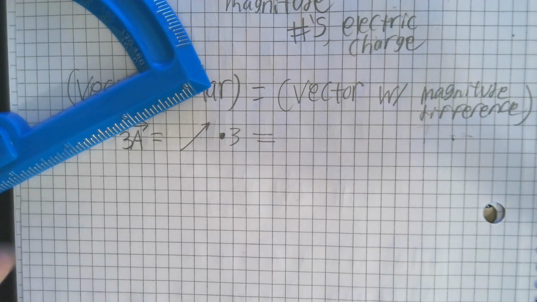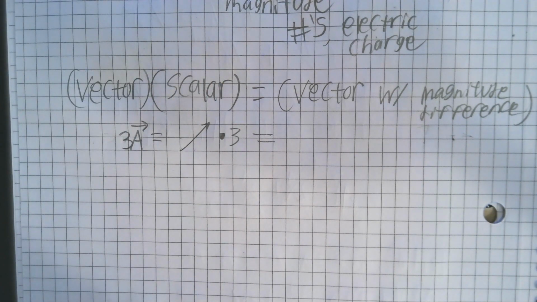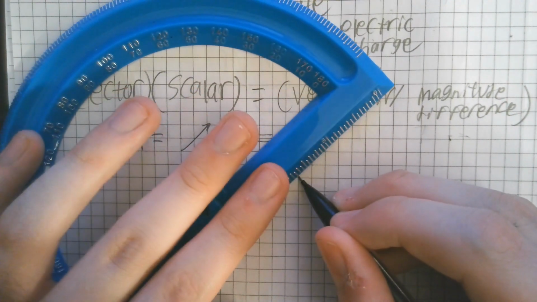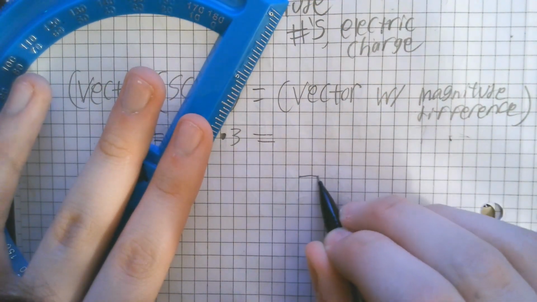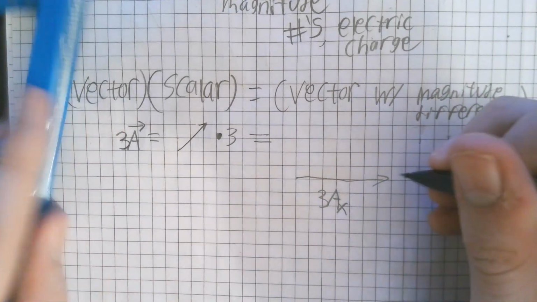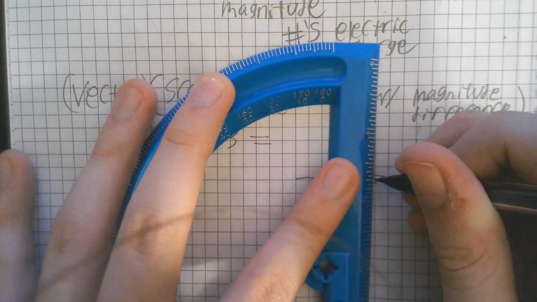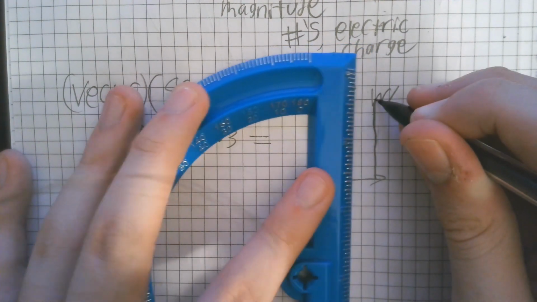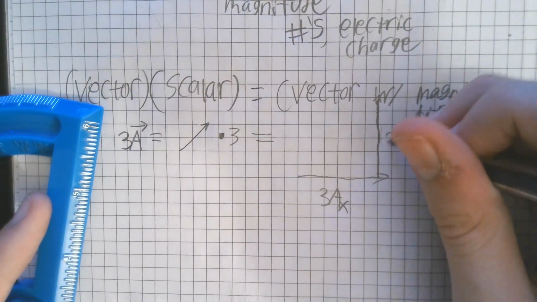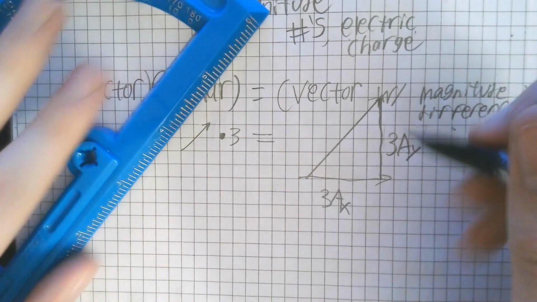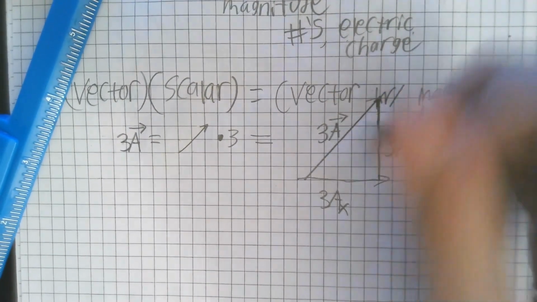So this vector will have 6 units to the right and 6 units up because we are just increasing its magnitude by a factor of 3. So here we can find we are going to have 1, 2, 3, 4, 5, 6. This will be 3A in the x. And go up by 6. 3, 4, 5, 6. Okay. And this will be 3 times A in the y. And then we can just connect the two. And this will be 3 times the vector A.